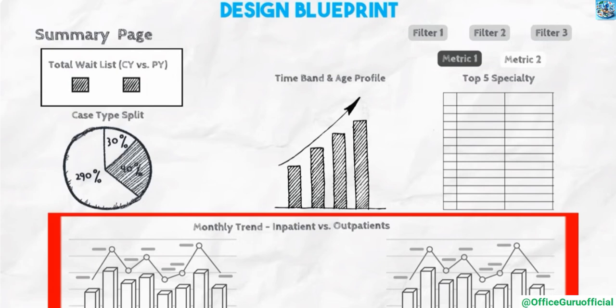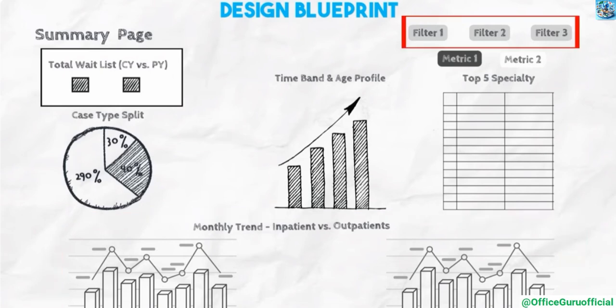Now coming to the last section, the bottom one, we would need a monthly trend analysis on the basis of inpatient, day cases and outpatient. This will showcase the total wait list for a particular category. At the top, we would want a few filters. I would like to add a month filter, a case type filter and a specialty filter.